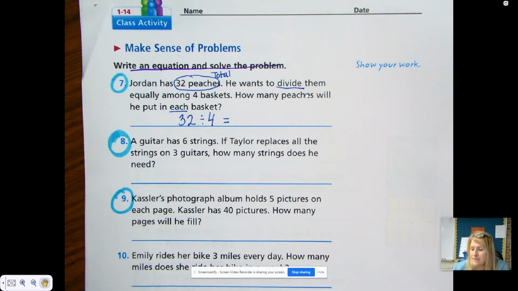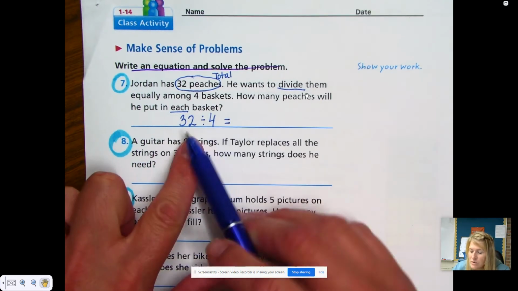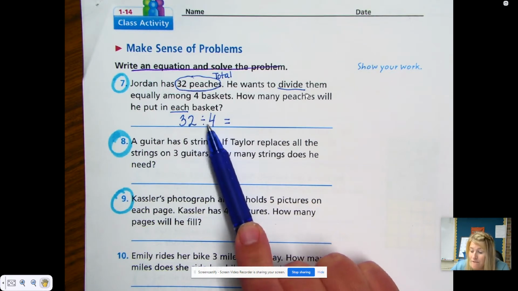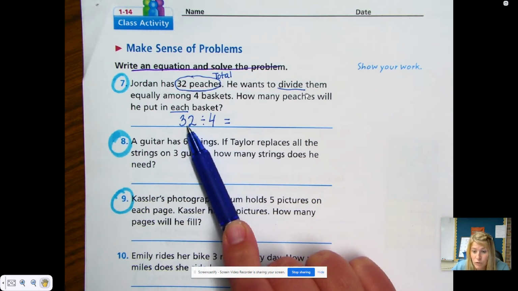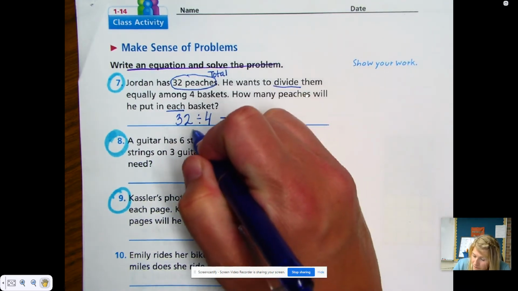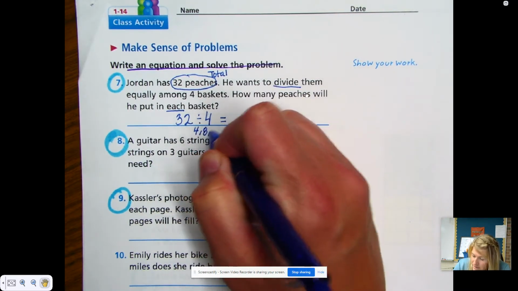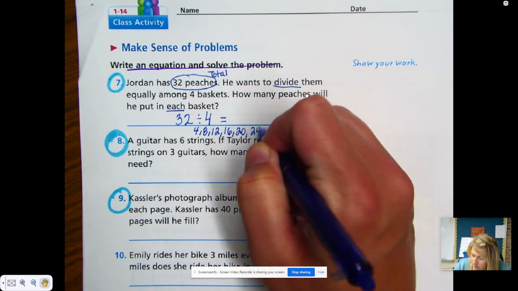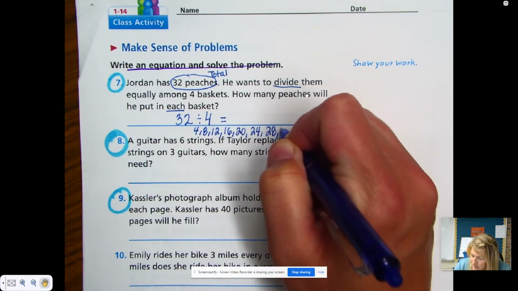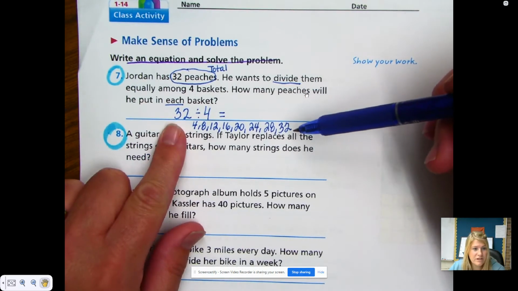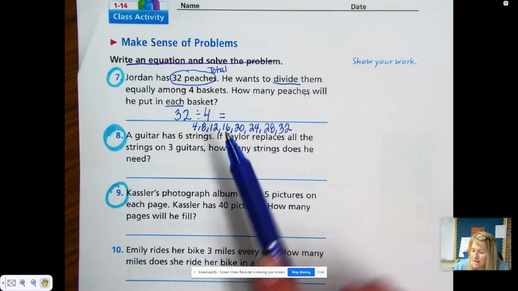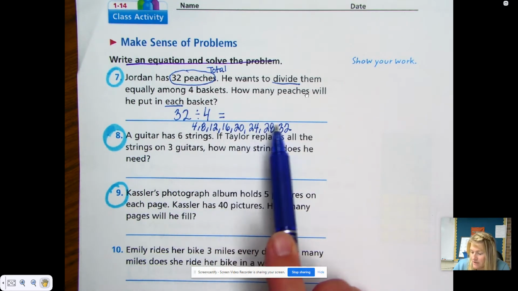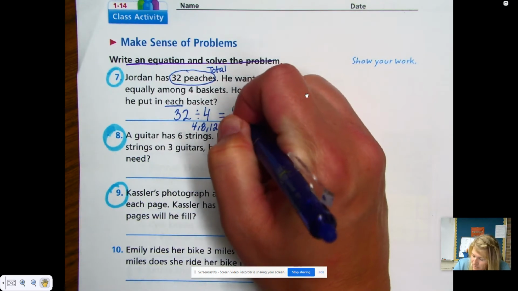Well, I can use the various methods we've practiced. And you guys, I'm going to use the count by method right here. I'm going to count by 4s until I get to 32 and see how many groups I needed. So 4, 8, 12, 16, 20, 24, 28, 32. I'm going to stop right there at 32 because I had 32 total peaches. And I'm going to count how many groups of 4. 1, 2, 3, 4, 5, 6, 7, 8. So I would write down 8.